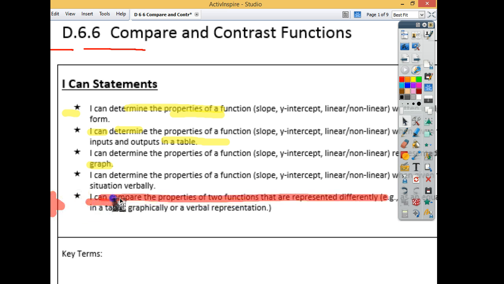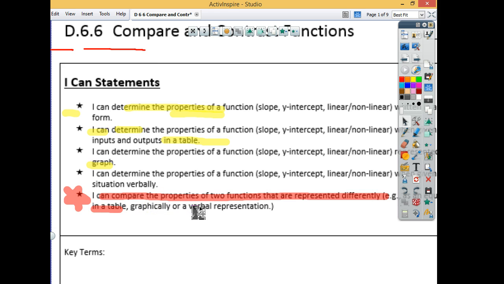Now today, the new one, compare and contrast two functions. We're going to compare looking at them all at one time, using the graph, the verbal description, the table, and the written equation.